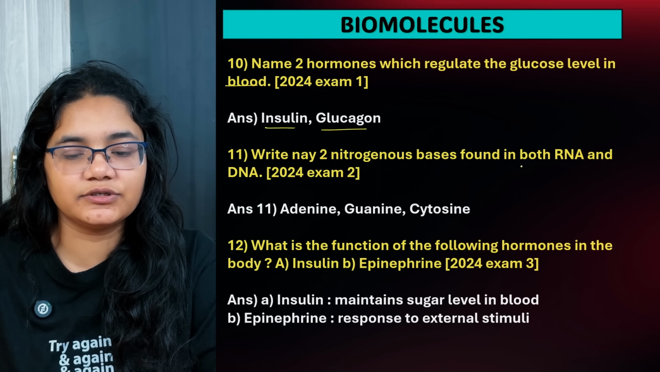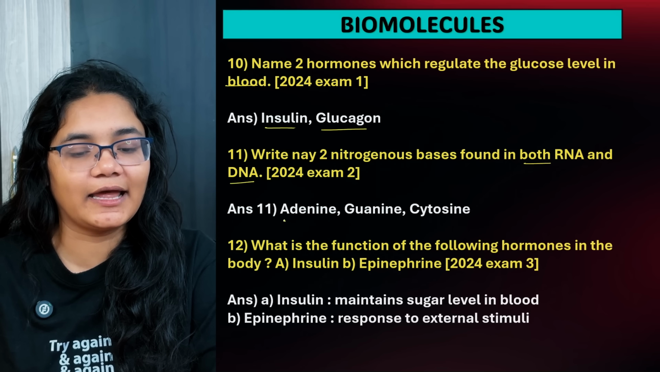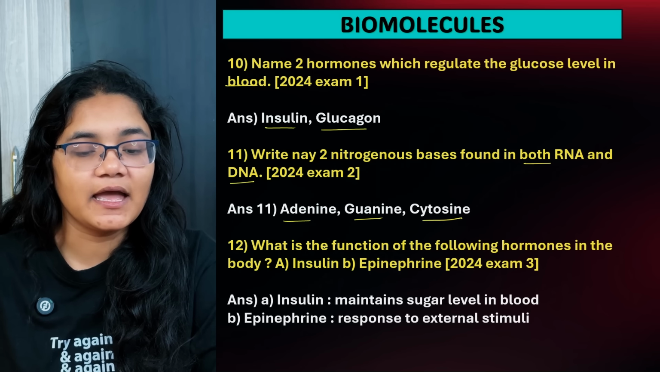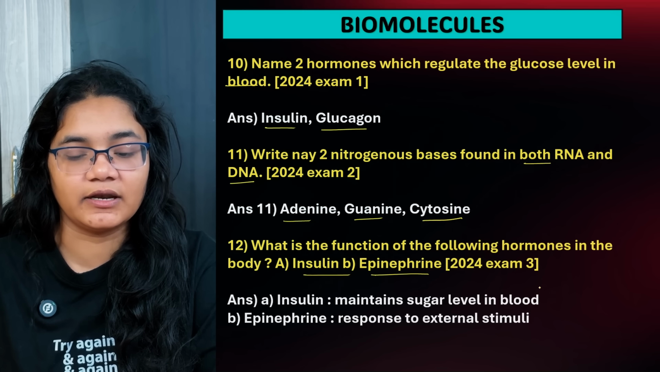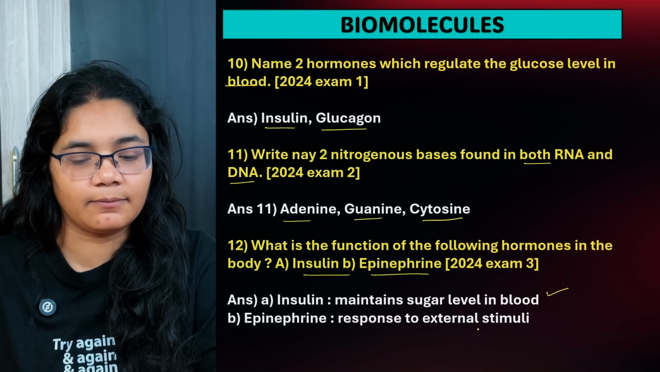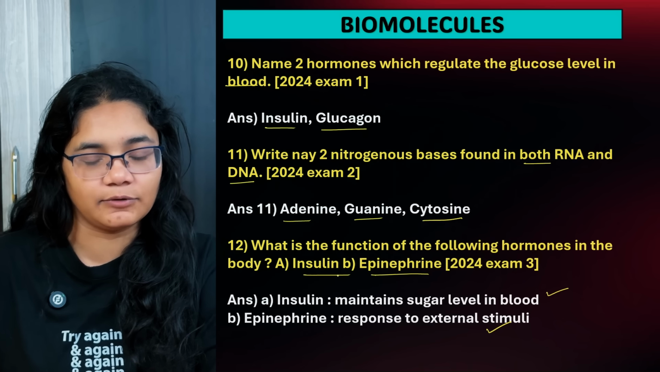Write any two nitrogenous bases found in both RNA and DNA: adenine, guanine, and cytosine. And what is the function of the following hormones in the body? Insulin and epinephrine. Insulin maintains sugar level and epinephrine responds to external stimuli.